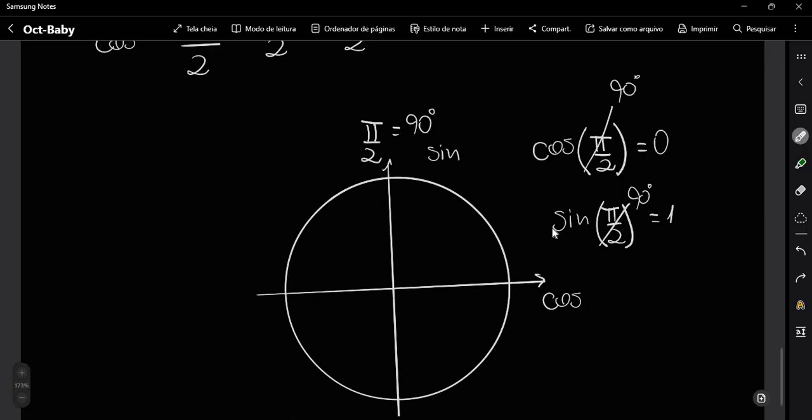And sketching this, it is about right here, one quarter of this trigonometric circle, pi over 4.